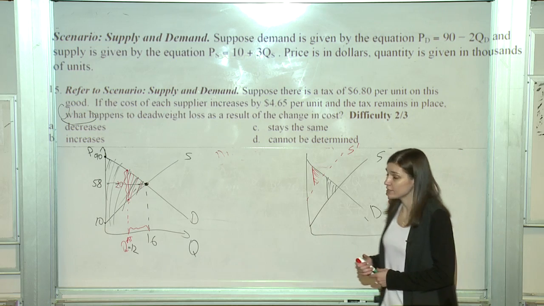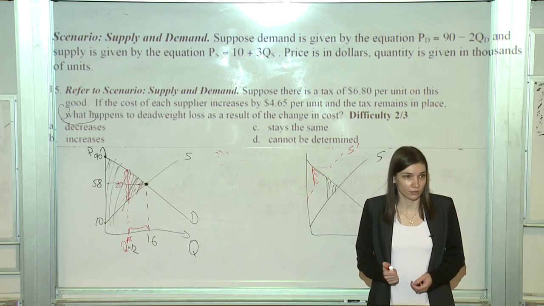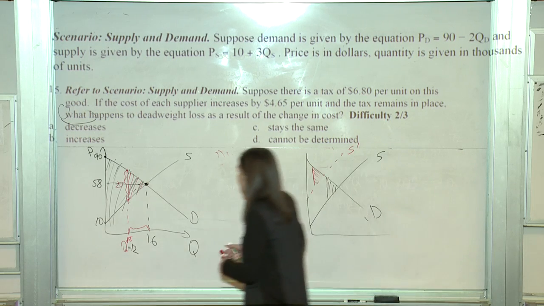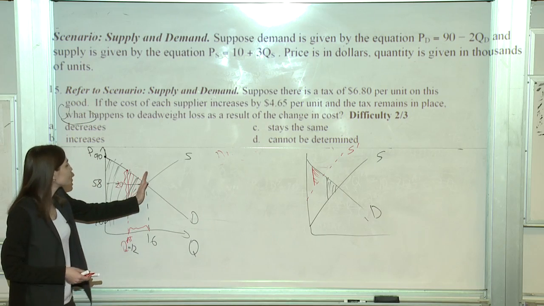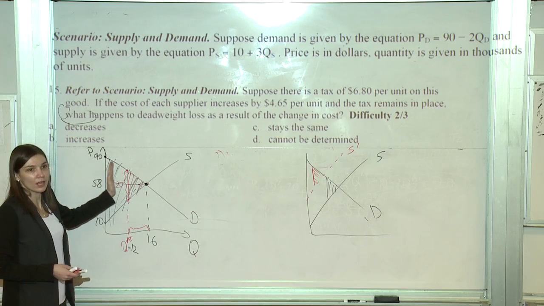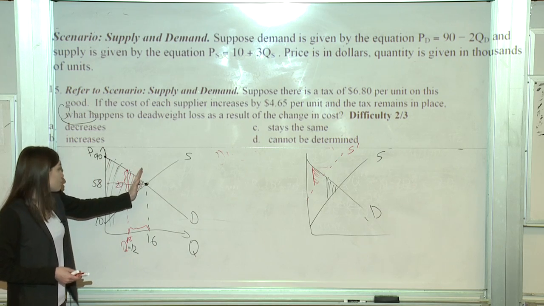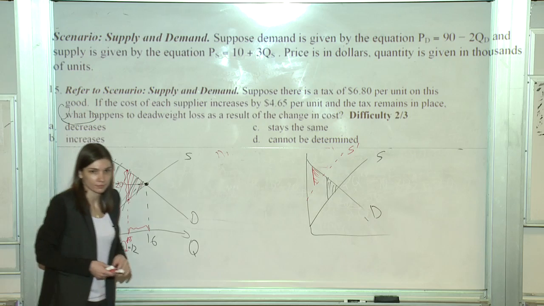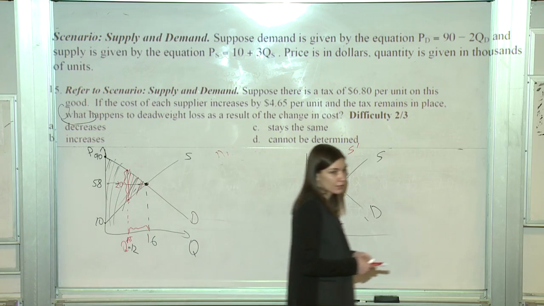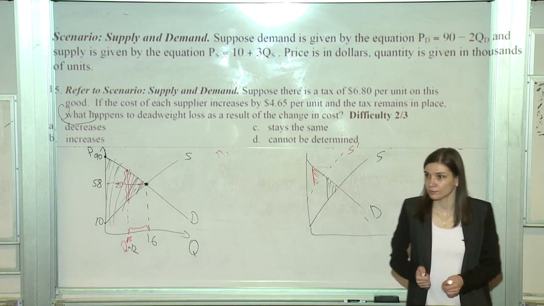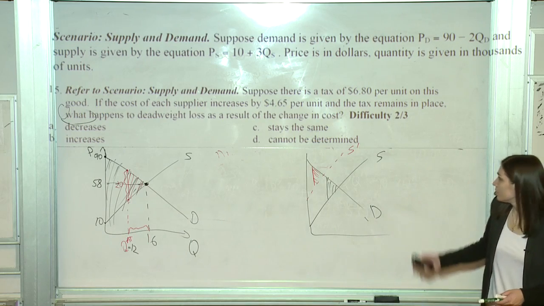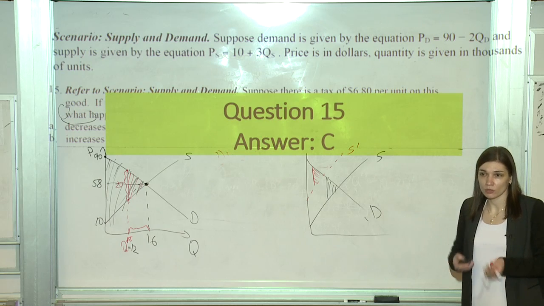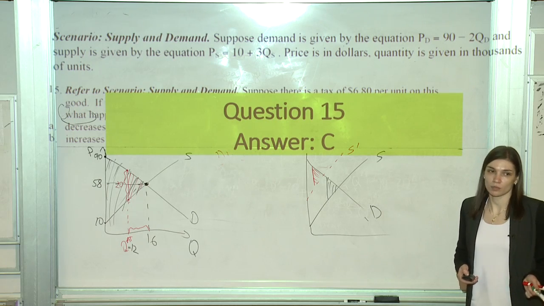If the tax would increase, the deadweight loss would always be higher, right? Because the higher the tax, the further to the left we move. And as we move to the left of the original equilibrium, the deadweight loss is increasing. Okay. Any other questions? All right. So in our case, the answer was C. The deadweight loss is going to stay the same because the slope of neither the demand or the supply curve changed.